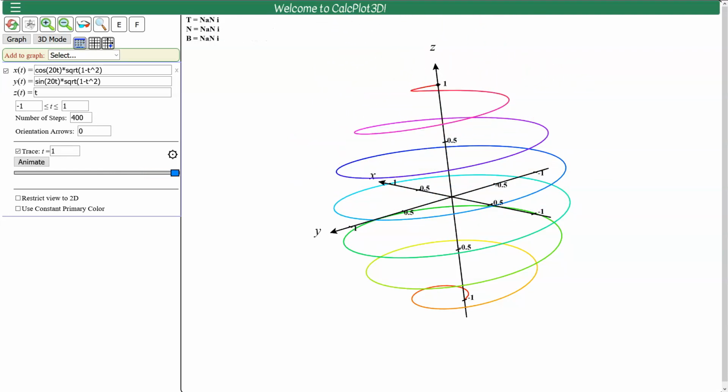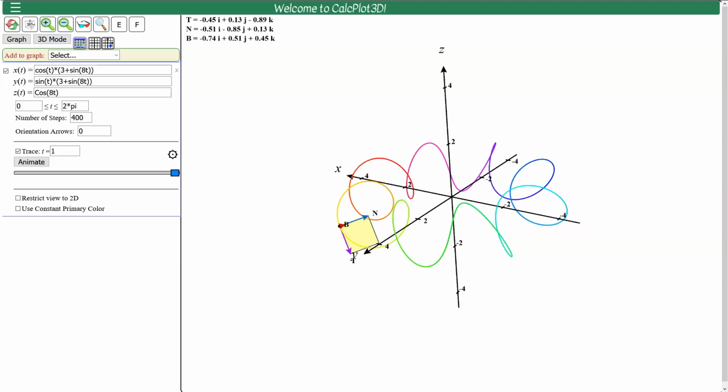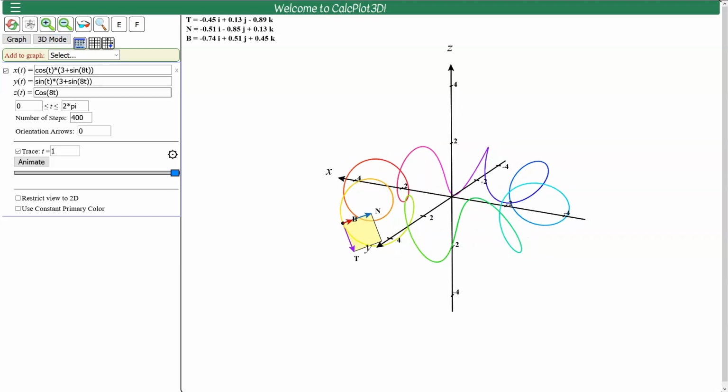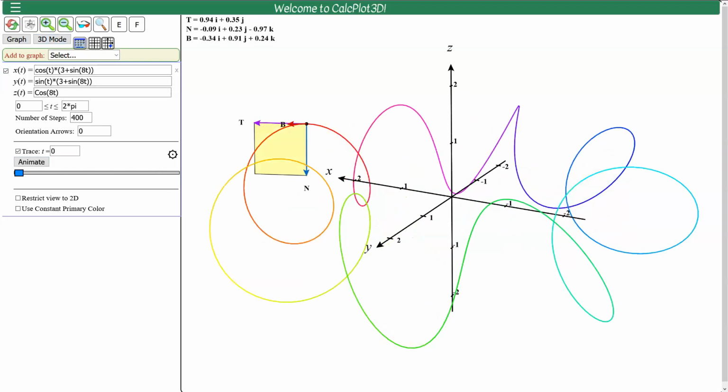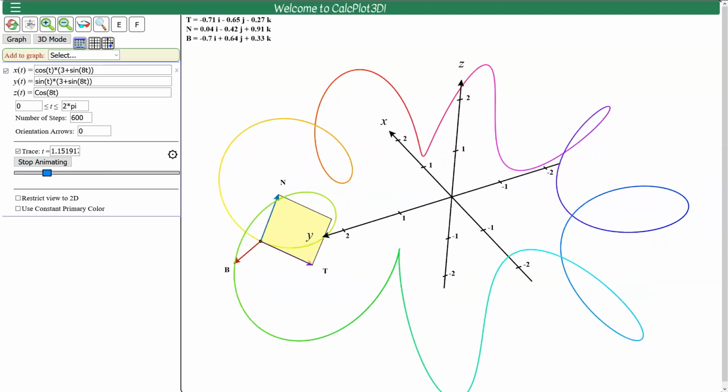Okay, and let's look at one more. So this one is kind of the default curve that's given when you turn on the space curve on CalcPlot3D. You can see it over here on the left. So let's go ahead and start this one off. Okay, and you can see it moving along there. Slow it down just a hair here. There's a good view. You can see it moving along.